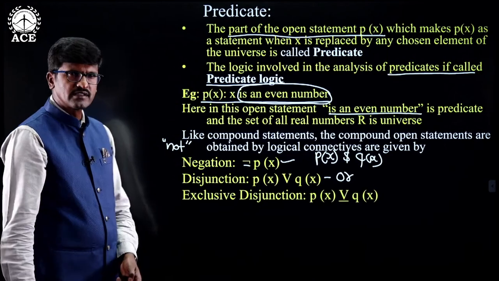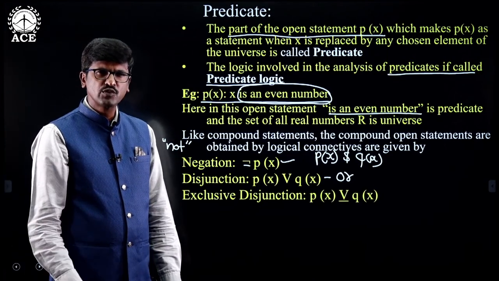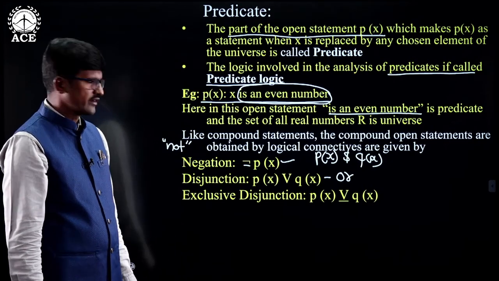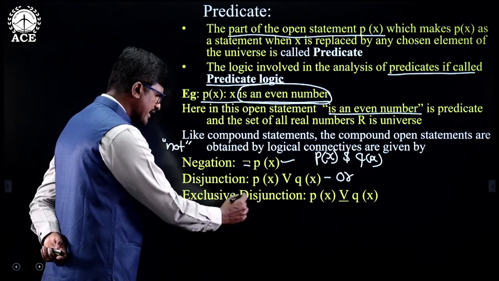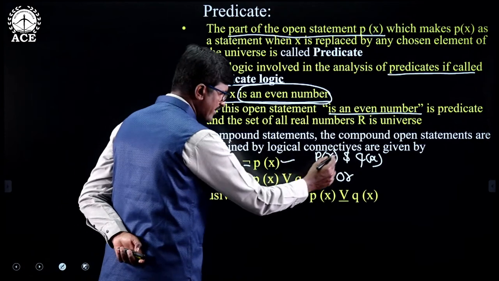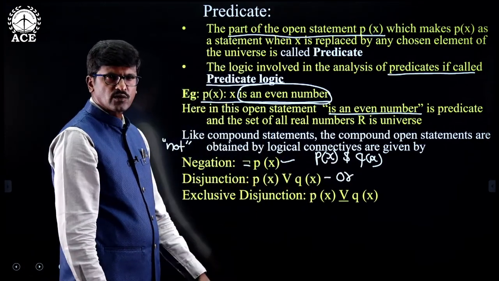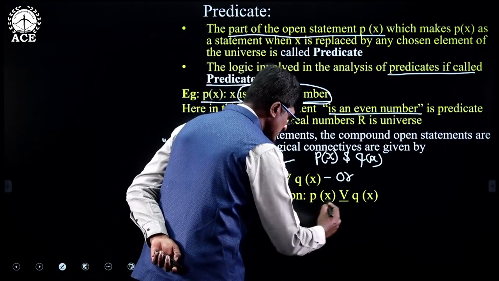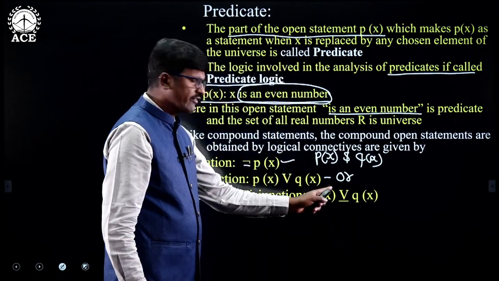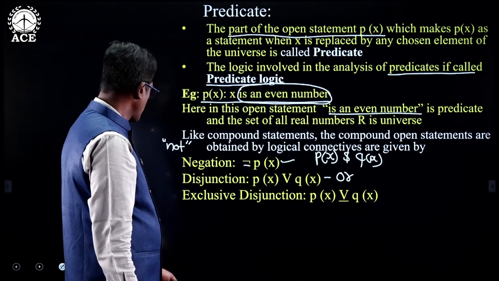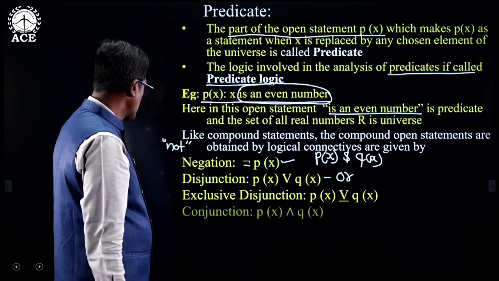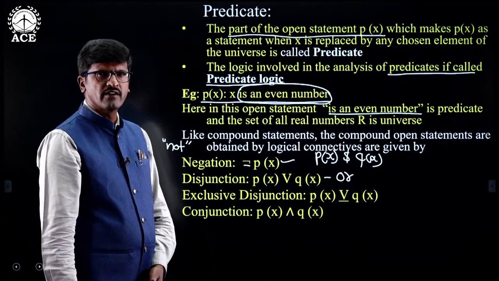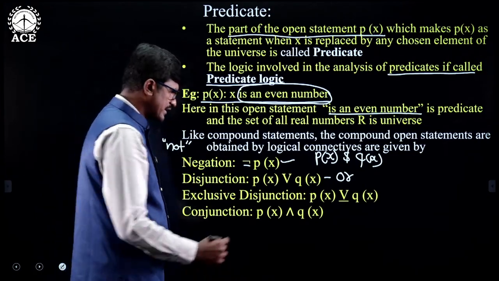The next one is exclusive disjunction. As I told you, the OR can be taken in two senses: one is the inclusive sense, which is nothing but OR, and the other one is exclusive OR. So when we combine P of X and Q of X by using the exclusive OR connective, we get the exclusive disjunction. It can be read as either P of X or Q of X, but not both. The next compound statement is conjunction. The conjunction is obtained by combining two open statements P of X and Q of X with the help of the AND connective.